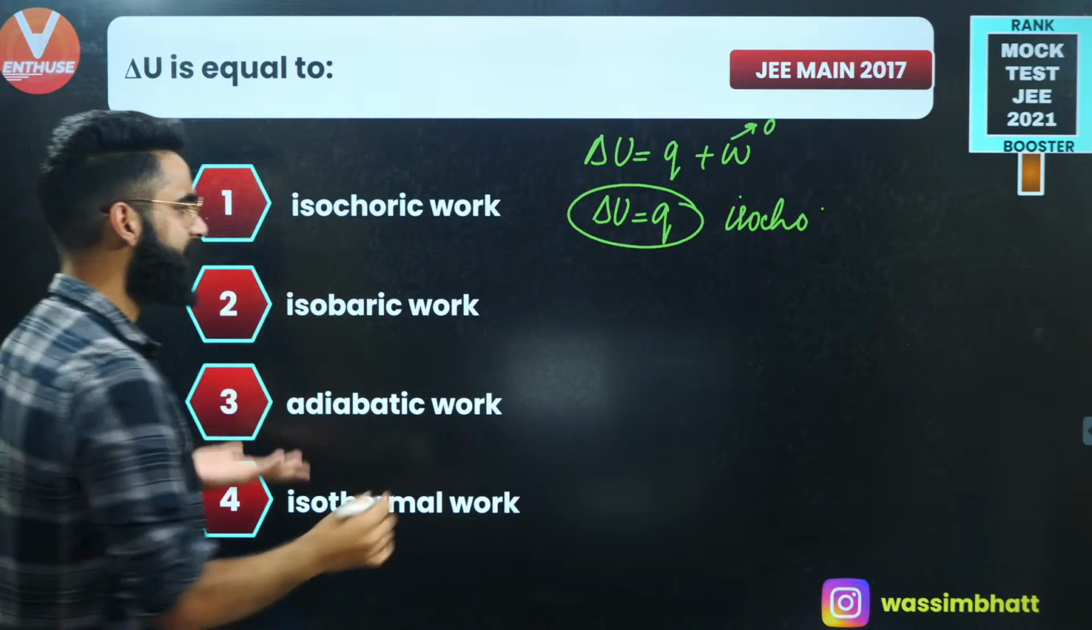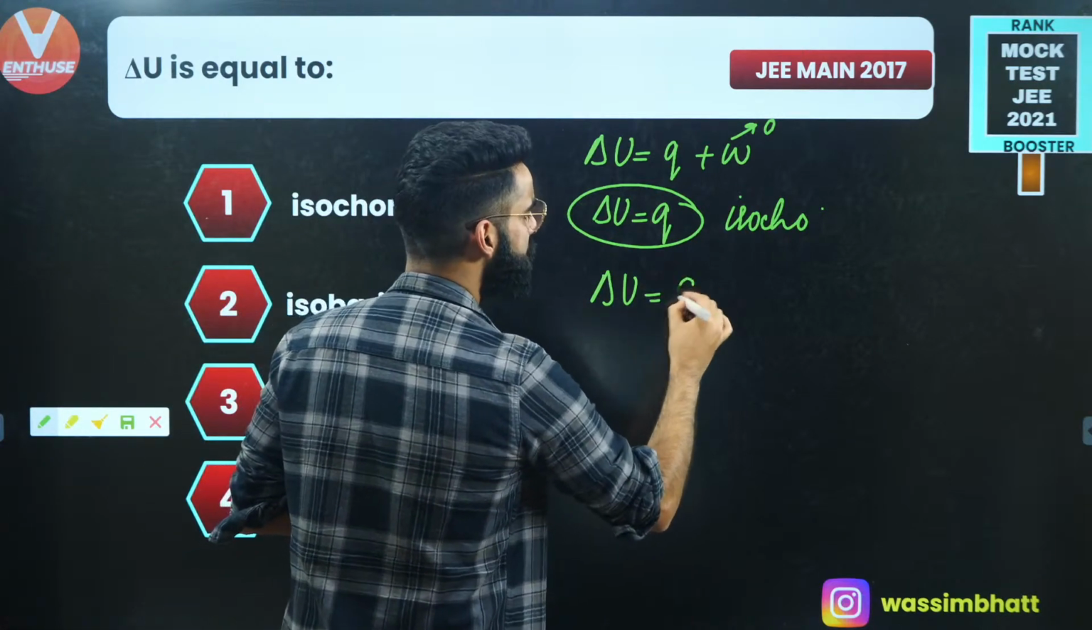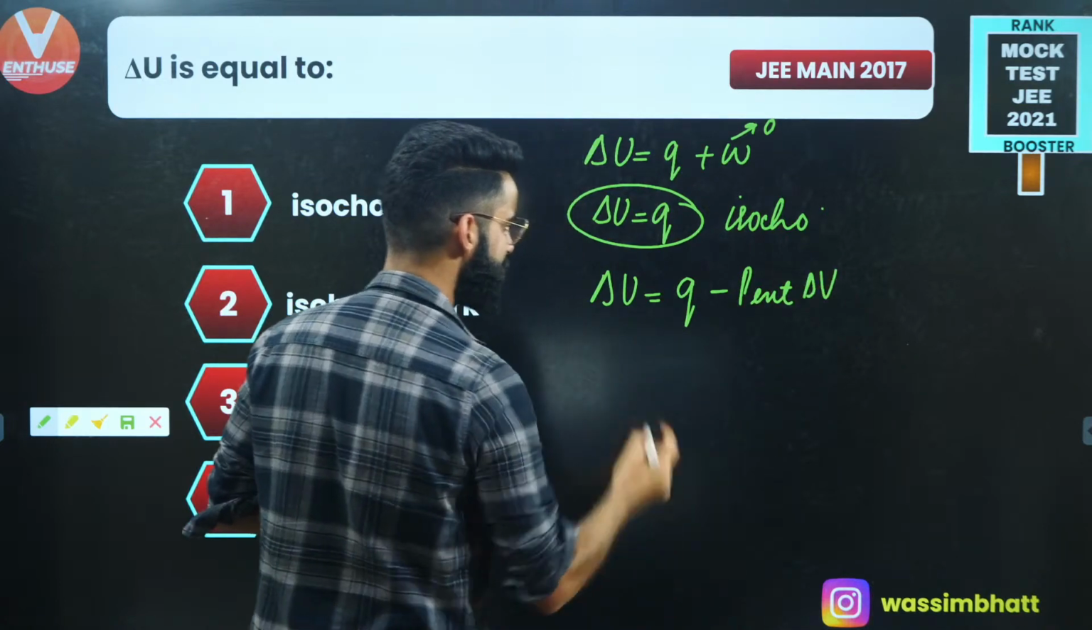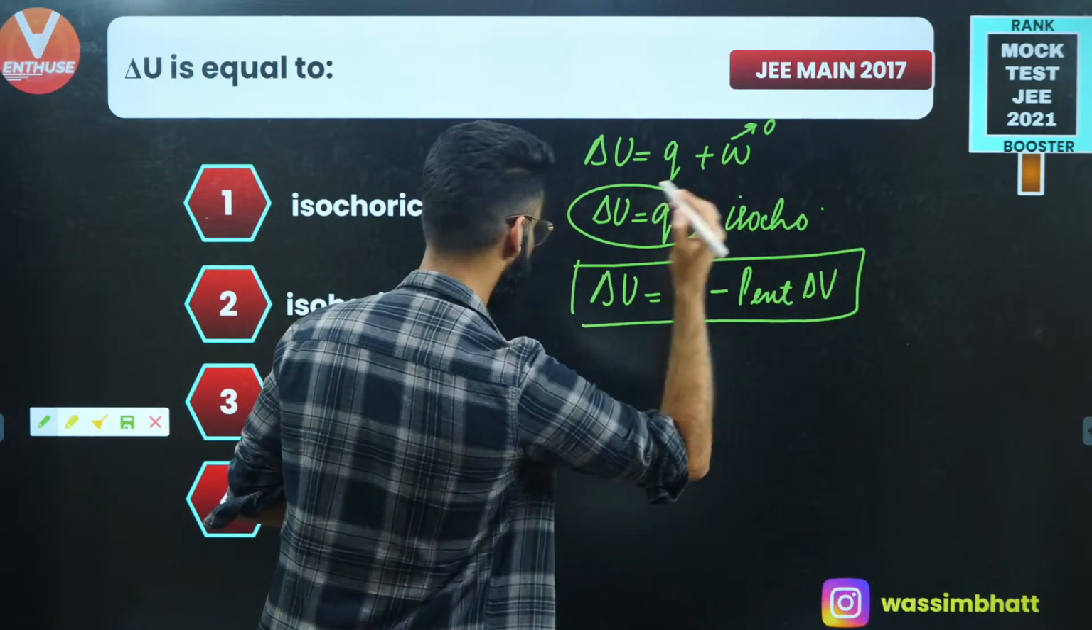Right? For isobaric process, delta U will be simply Q plus W, and W is simply going to be minus P external delta V. Right? This is valid for what? This is valid for isobaric process.